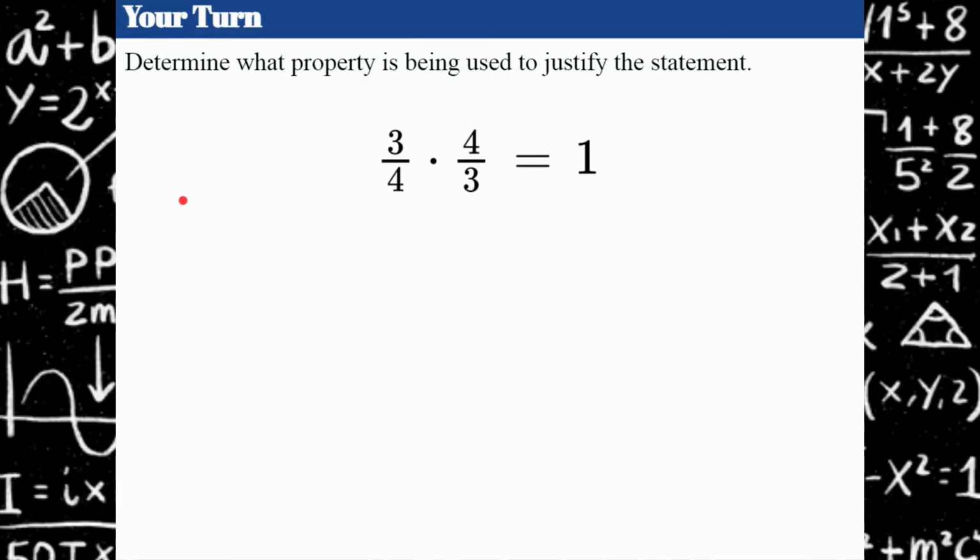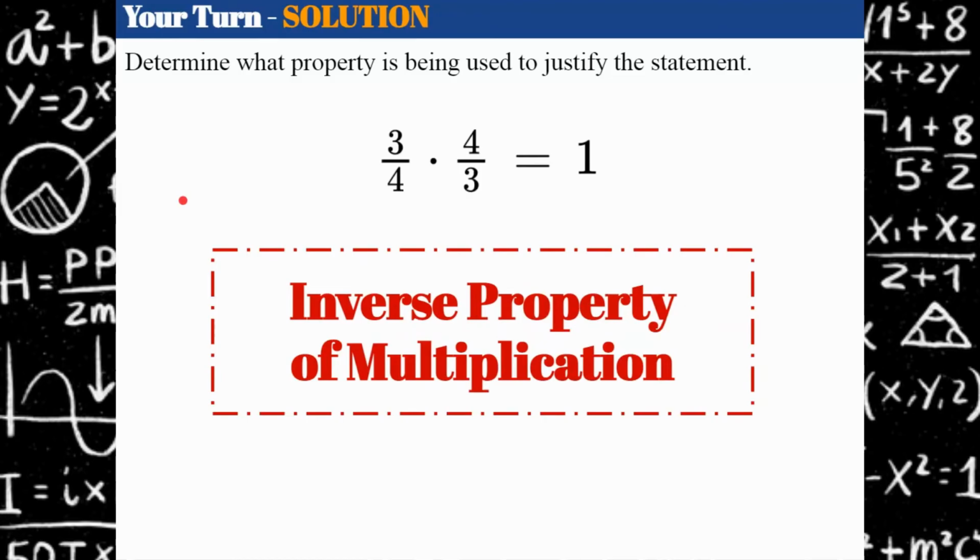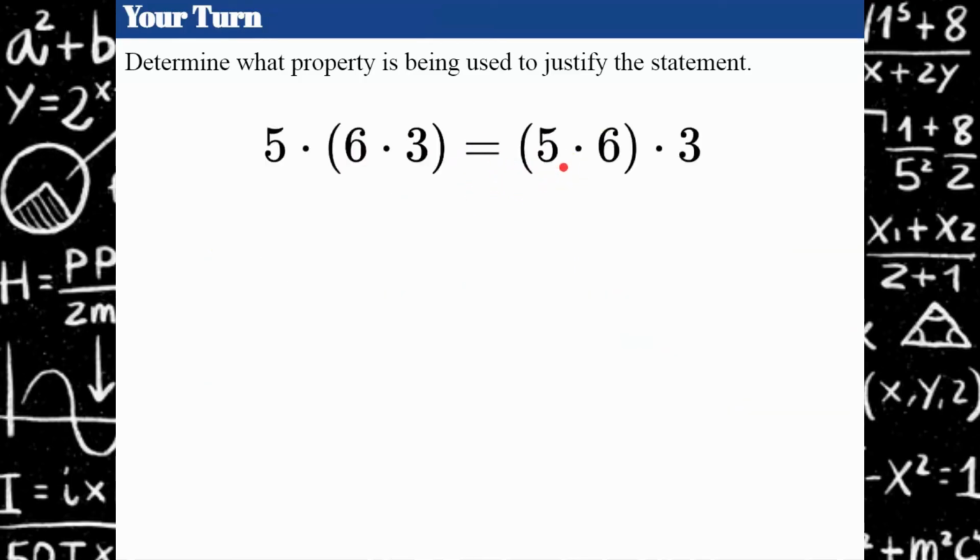Welcome back. So here we have the inverse property of multiplication. 3/4 and 4/3 are reciprocals. You can see that they change numerator and denominator. We flip it. 3/4 and 4/3 are multiplicative inverses or reciprocals and have a product of 1. 3 times 4 is 12. 4 times 3 is 12. 12 divided by 12 is 1. Go ahead and pause. Come back when you're ready.